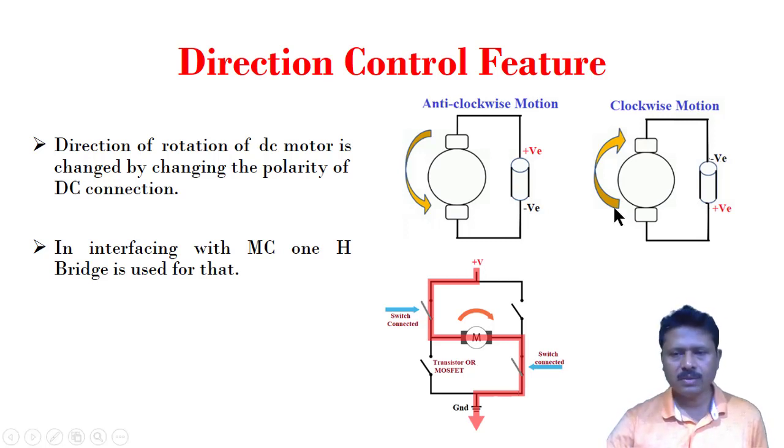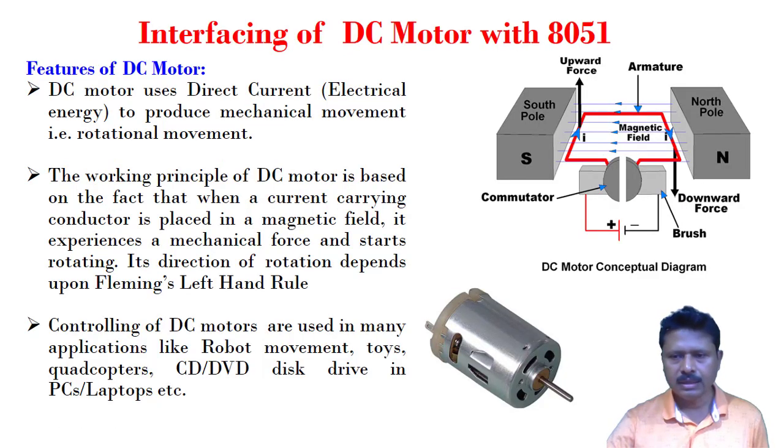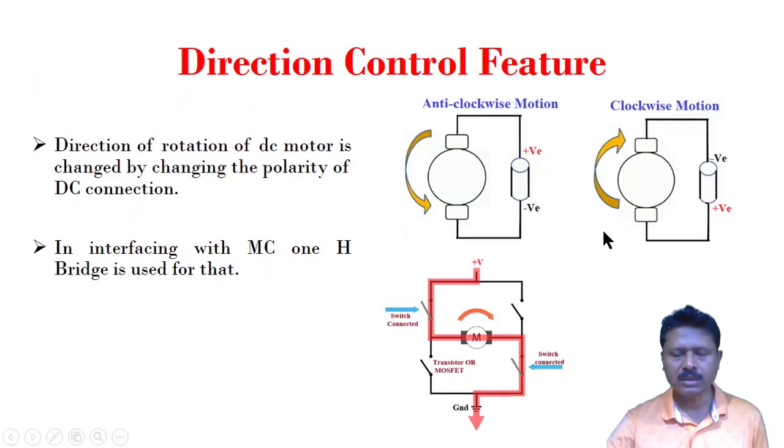Now for the case of direction control, as I already discussed in the previous slide, we just need to change the polarity here. So how can we change the polarity? For changing the polarity, normally we use the H bridge. This is the figure of H bridge. What is the function of this H bridge? This is the motor, this is one polarity, this is another polarity. Now this is connected just like an H.